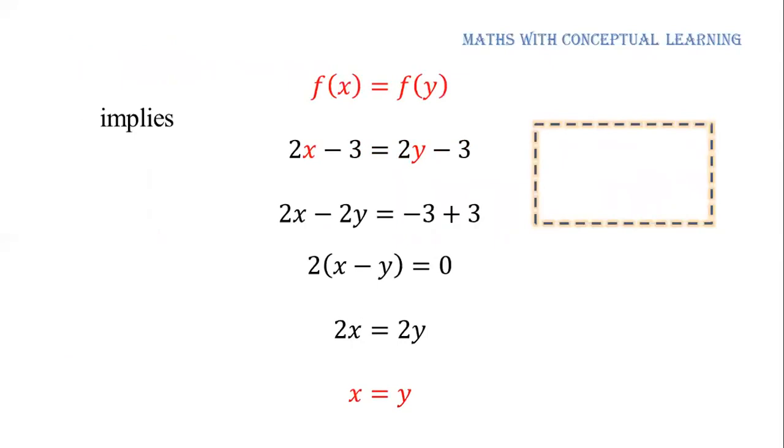By applying cancellations and operations of addition and subtraction, we get the result that x equals y. This satisfies our definition of a one-to-one function. So this function is one-to-one.